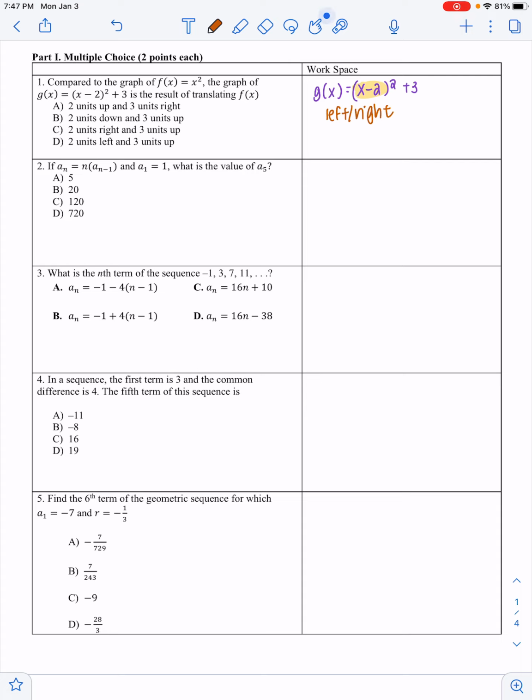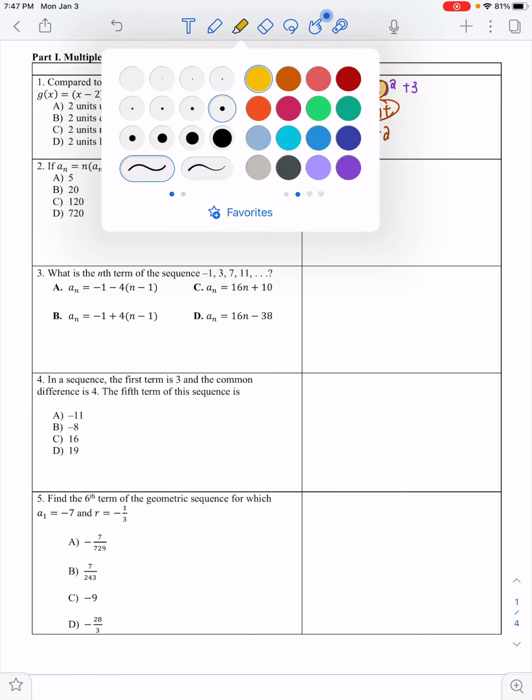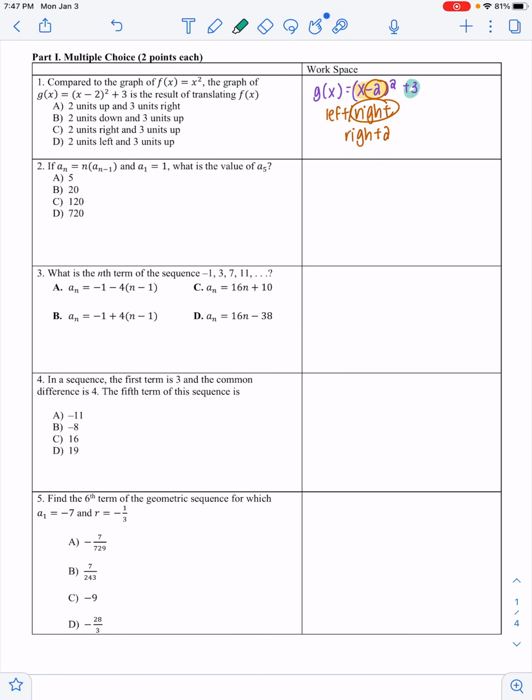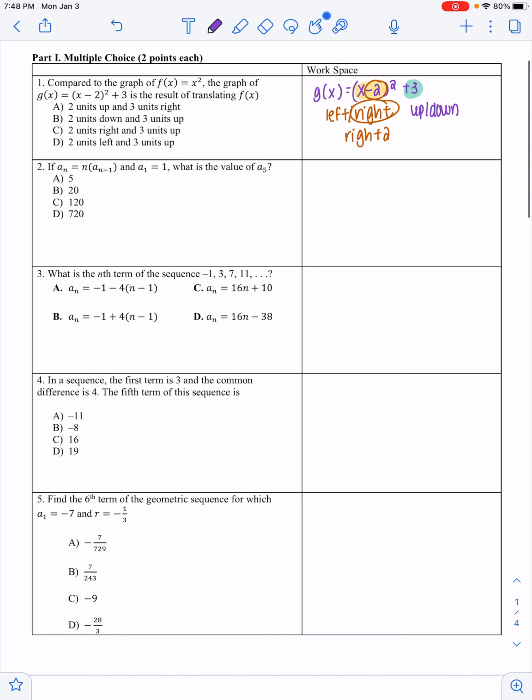Since it's a minus 2 inside our parentheses, that actually does the opposite of what we think. So this is going to be a shift of right 2 units. Now the other shift happens outside our parentheses, and that is going to be our vertical shift, either up or down. Since this was plus 3, this is going to be an up 3 shift. So we're shifting 2 units right and 3 units up. Answer choice C.